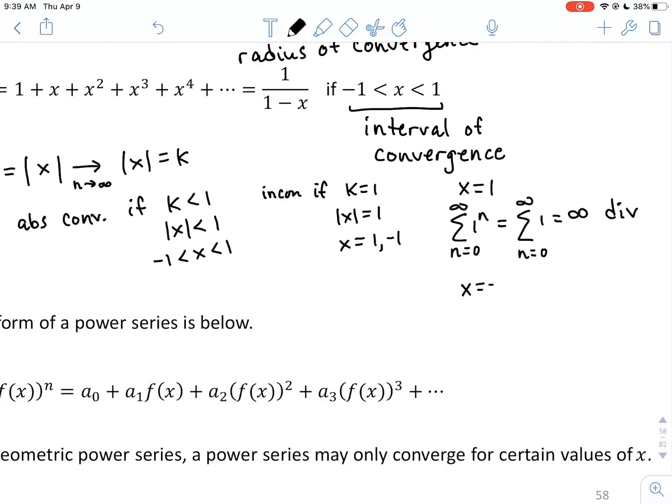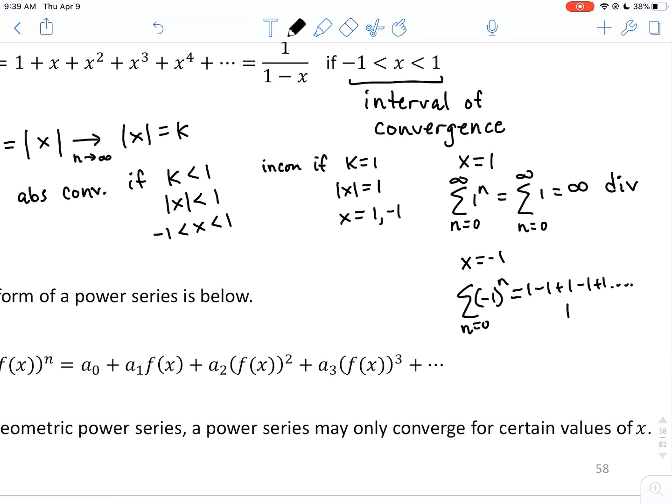And then you test the other endpoint and see what the series looks like if you're using negative 1 instead. This is a funny series. It's 1 minus 1 plus 1 minus 1 plus 1, etc. forever. Now, as a sequence, negative 1 to the n does not have a limit. It does not approach 0. Therefore, as a series, by the divergence test, this diverges.